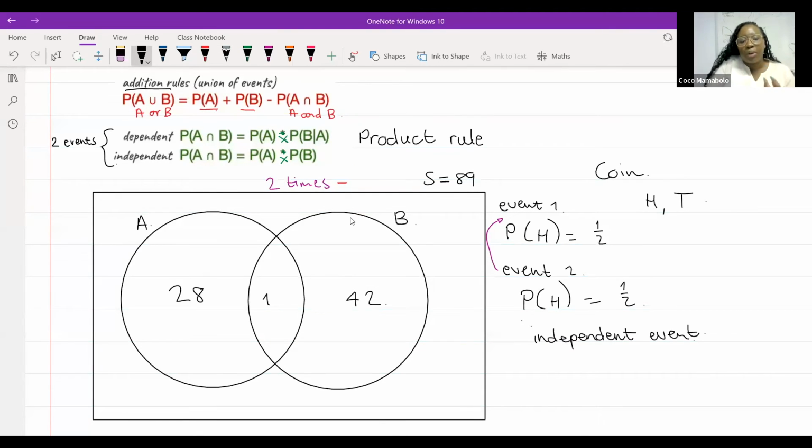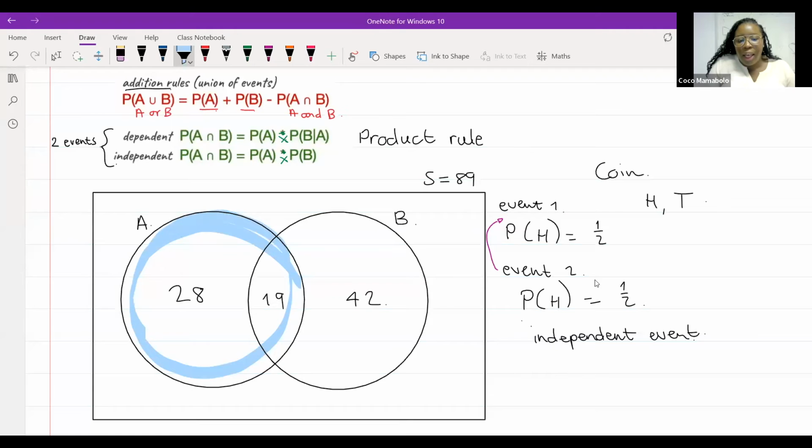Now, I'm going to explain what this looks like on a Venn diagram, just so we understand the conditions that we're looking at over here. Okay, so if we think of A versus B, for a dependent event, what we're basically saying is that in order for A to happen, B must have also happened to an extent because they overlap.